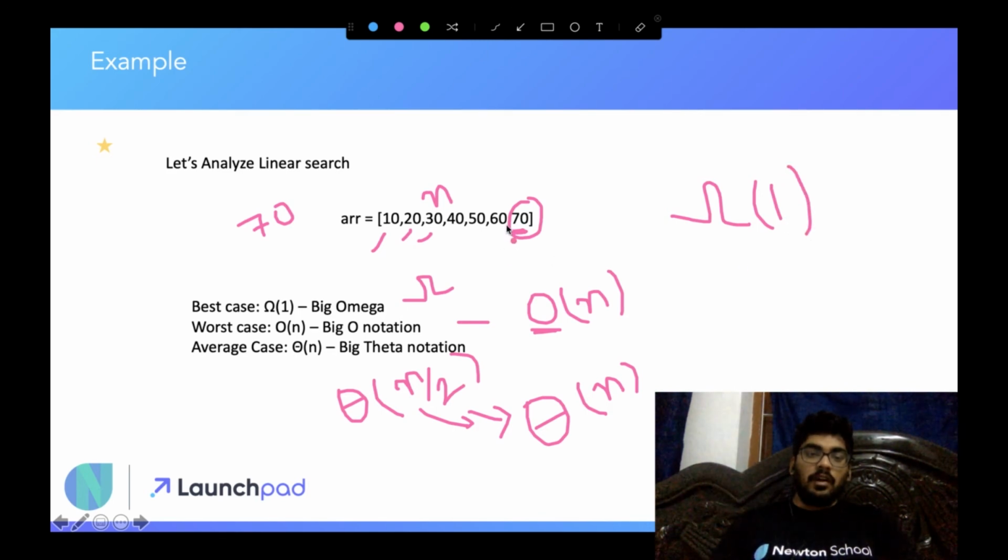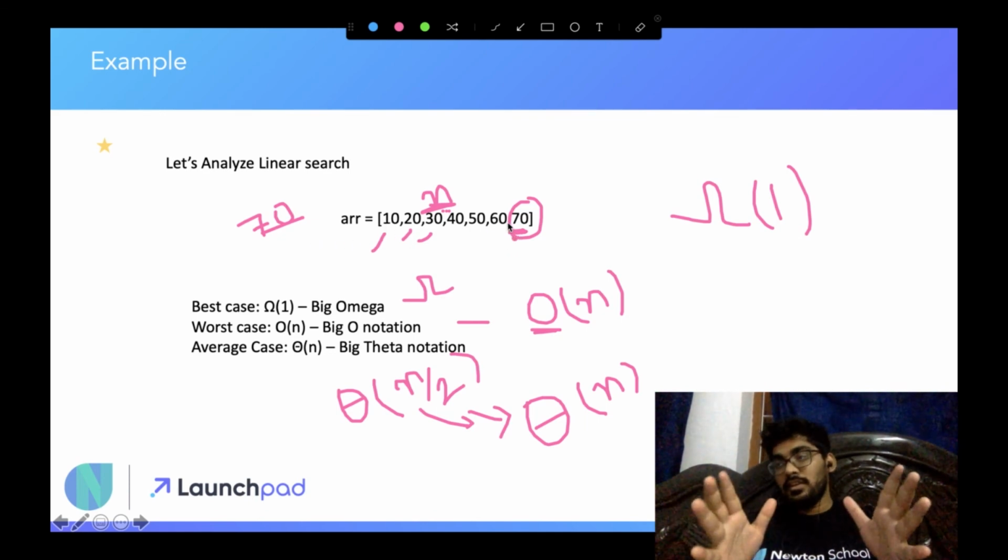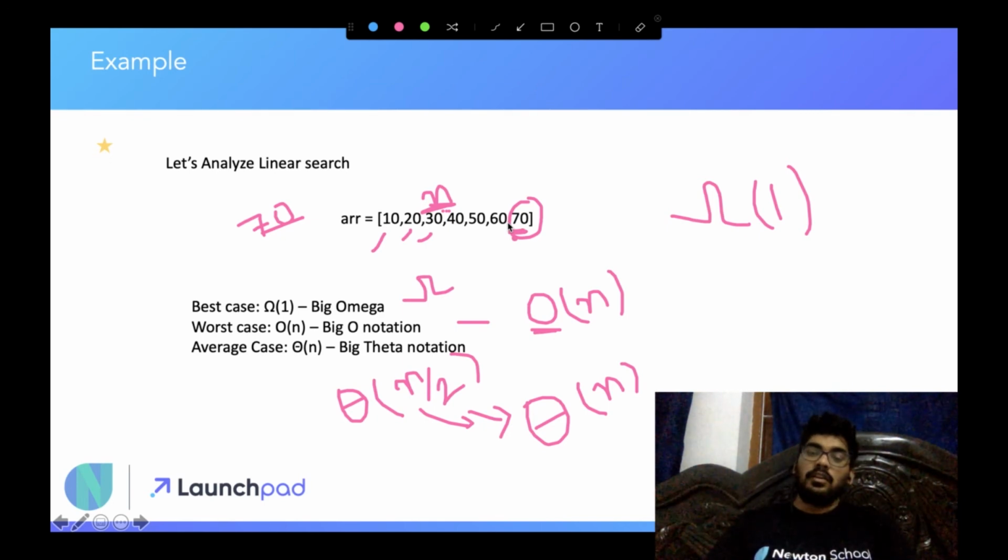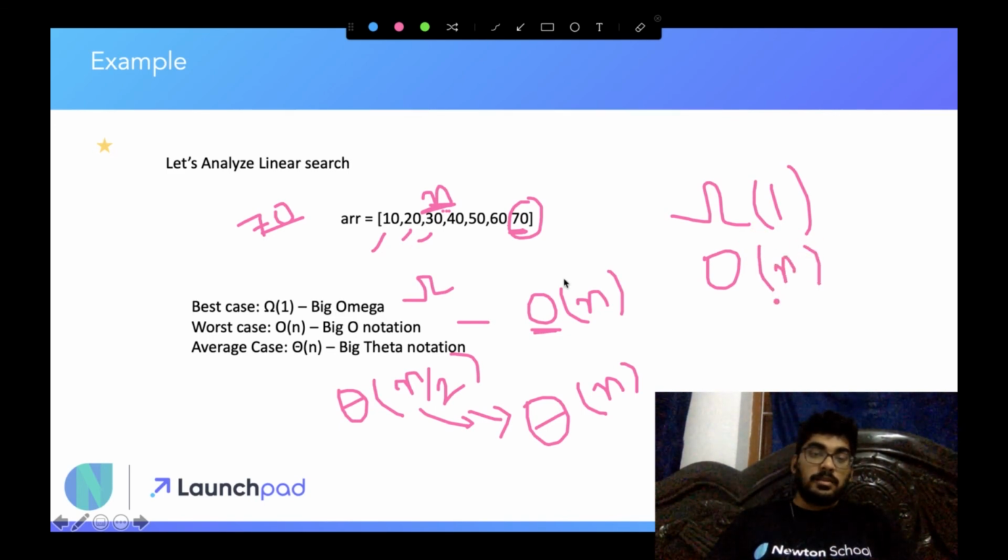Now for 70, how many steps do you need? You can count like 1, 2, 3, 4, 5, 6, 7. That is, we are talking about the worst case. 7, but let's suppose it's n, because let's suppose there are some dots and a lot of elements in between. So now there are n elements, and for 70, I have to go from the start to the end. That means I have to iterate the whole array. So if there are n elements, what will be the worst case? N. That means there is a possibility my last element will match, right?